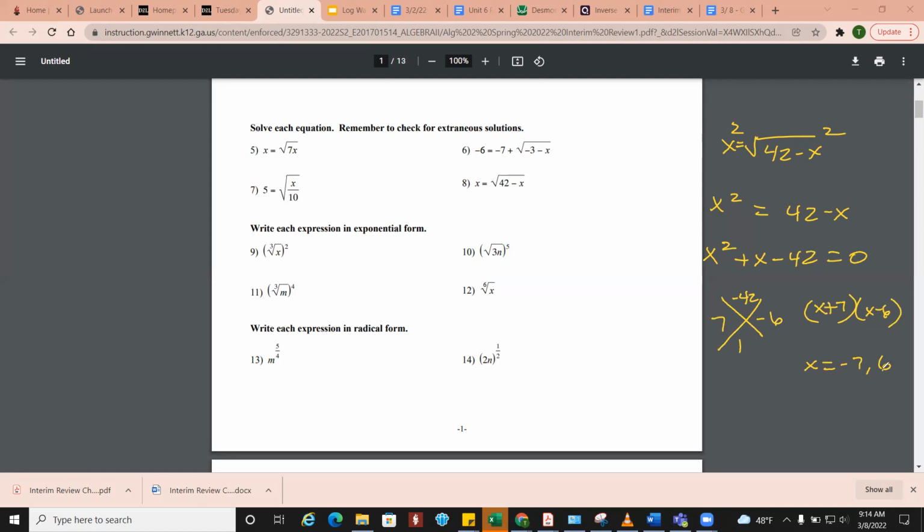I'm just going to let you in on a little secret. If there's a negative in your answer and you plug this in, negative 7 equals a positive square root, that can never happen. So I automatically, without even simplifying, know this is wrong.